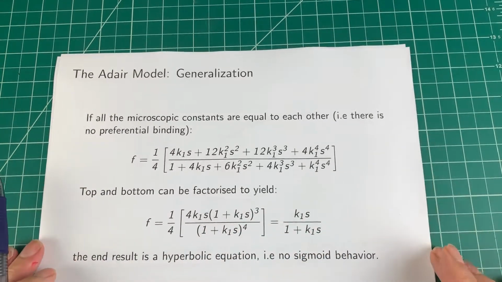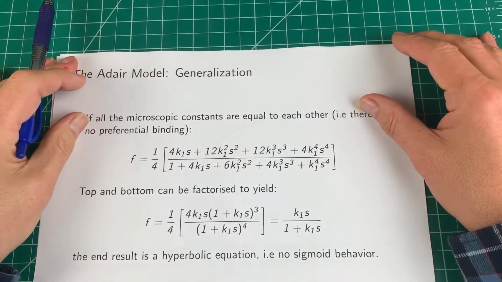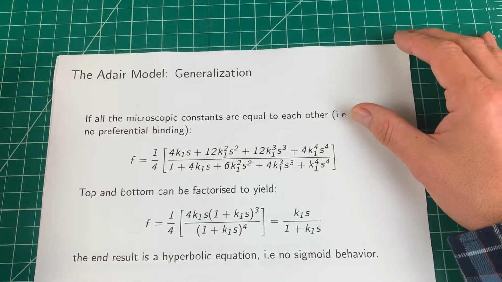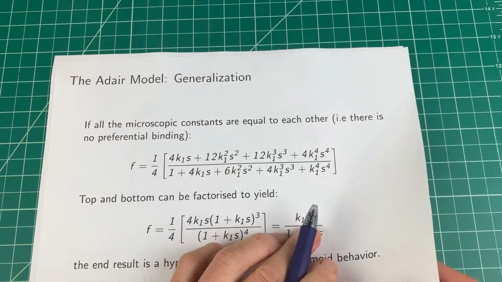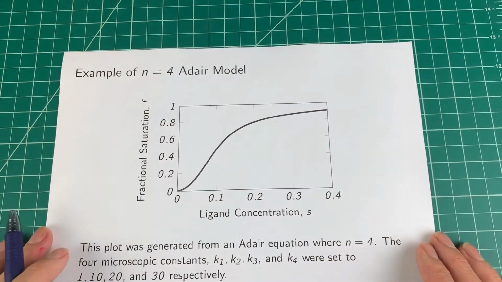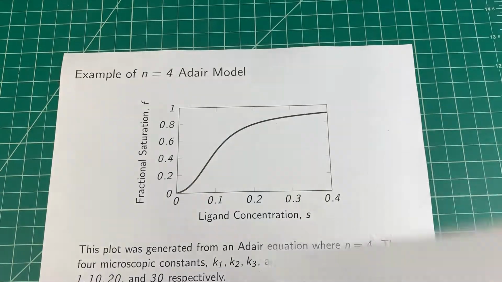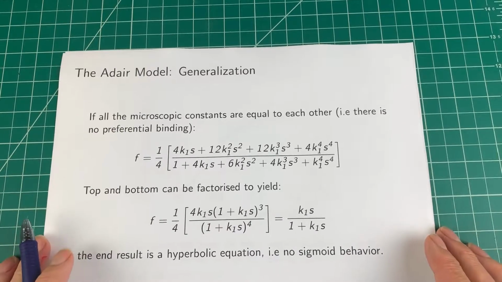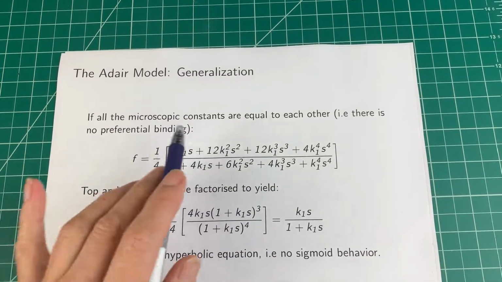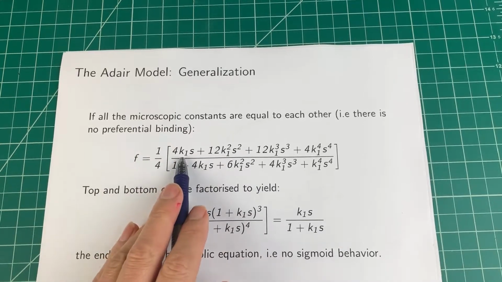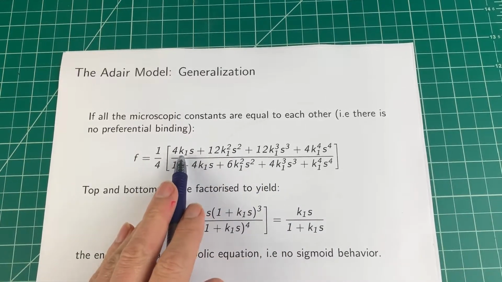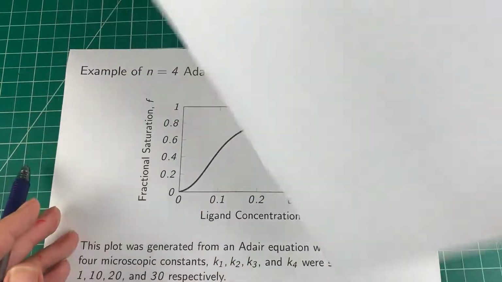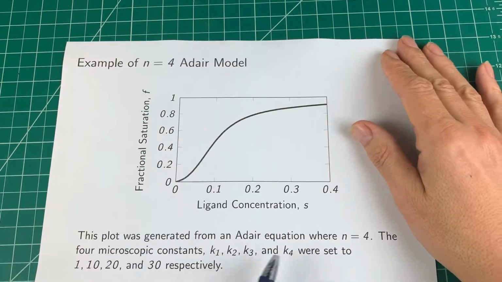So again, it shows that if all the microscopic constants are equal to each other, i.e. there's no preferential binding, no difference in binding between all the binding sites, I get hyperbolic behavior. Now I can show you, if I plotted that, I'd get a hyperbolic curve. Now, in order to show sigmoidicity, all I have to do is make sure that the microscopic binding constants are different. So in fact, they progressively get bigger. So K4 should be bigger than K3, and K3 should be bigger than K2, and K2 should be bigger than K1. So I just set them here.